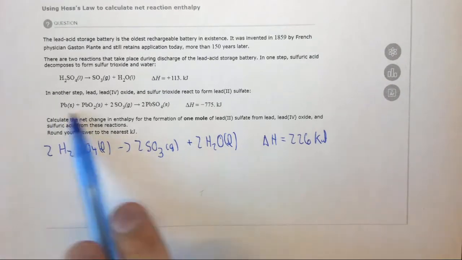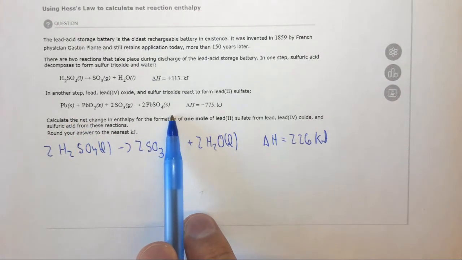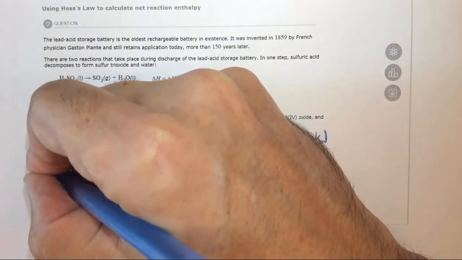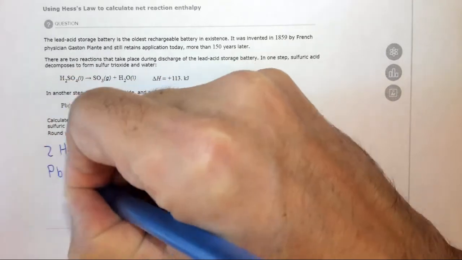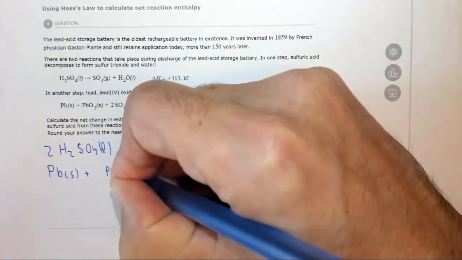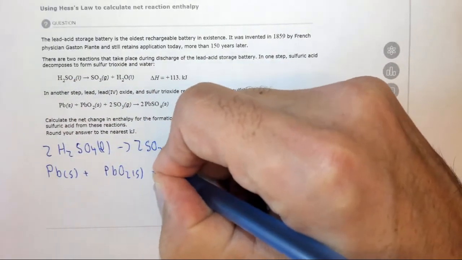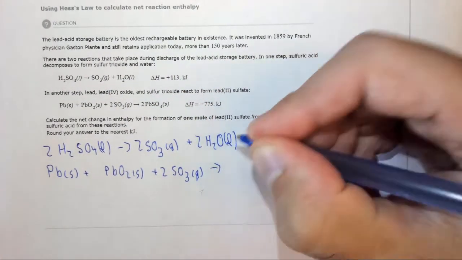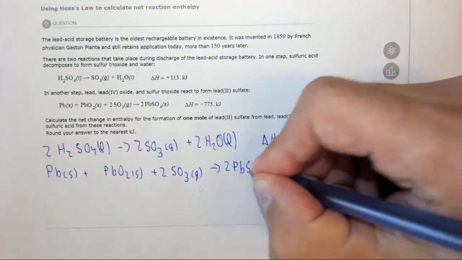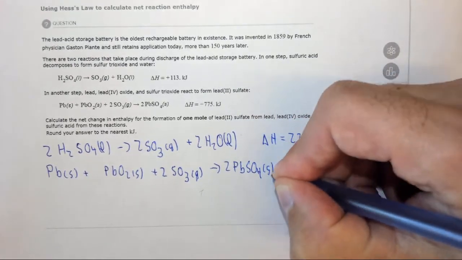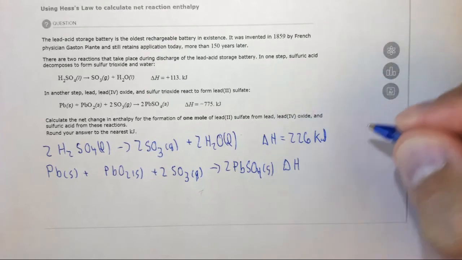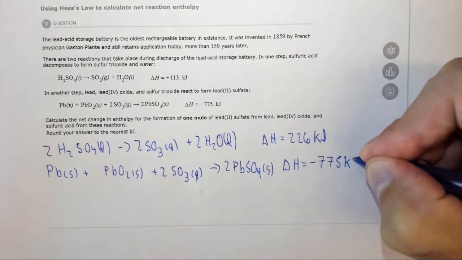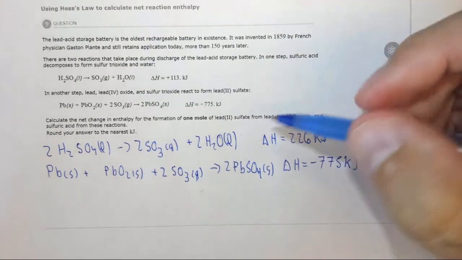For the second reaction, we basically want to leave it alone, because now we have 2SO3 already, so it will cancel out. So I'm just going to rewrite it. Pb solid plus PbO2 solid plus 2SO3 gas yields 2PbSO4 solid. And since I left it alone, I'm going to leave the enthalpy alone. So delta H just equals minus 775 kilojoules. Now we add the reactions together.